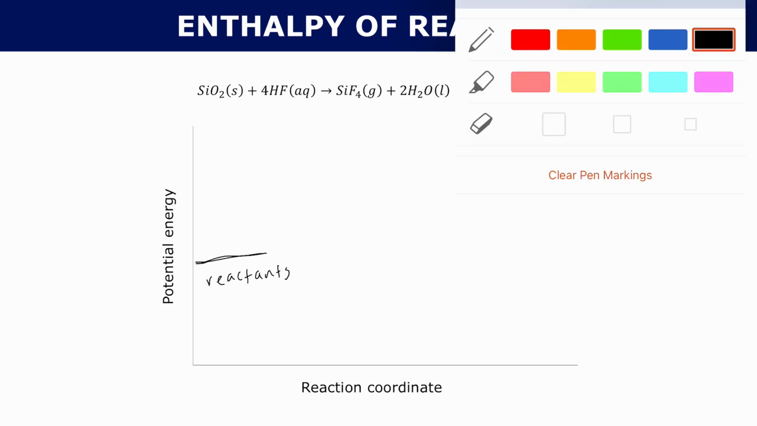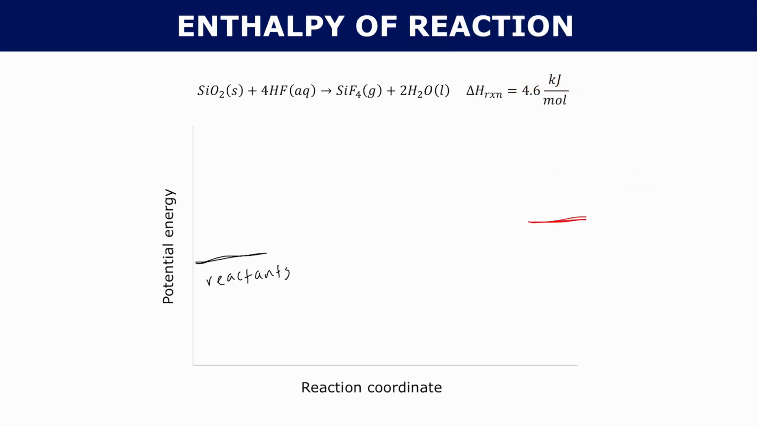and at the end, when you have all your products, they are going to have more energy than your reactants. So it's going to be at a higher level than our reactants. What doesn't change though is the general shape that your graph takes. And your graph still has this transition state, and the difference between that and your reactants is still your activation energy. But as always, the difference between your products and your reactants is still delta H.